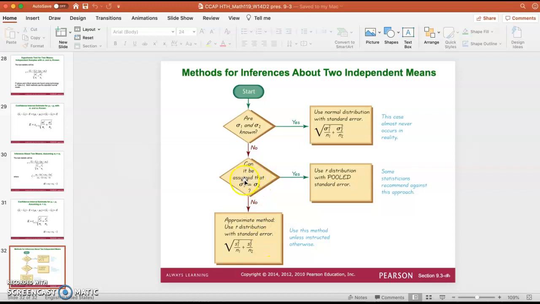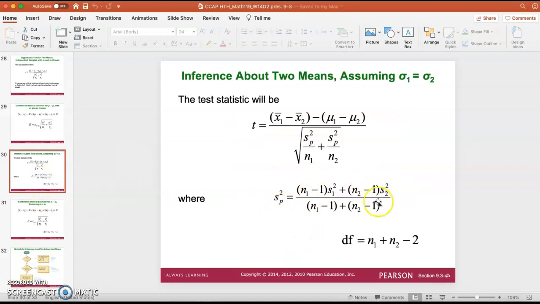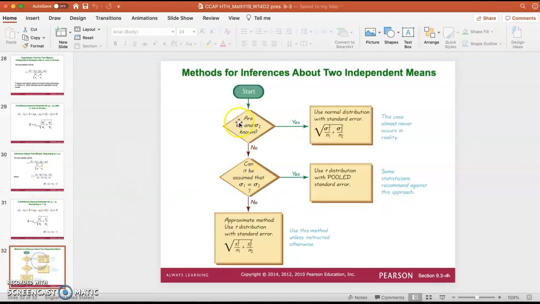Second most common would probably be if we still don't know the population standard deviations, but they're assumed to be equal. That's where we'd use that pooled sample variance, which is that formula there again. Then the next one, which could happen, but is probably least likely, is if the standard deviations are both known. And in that case, then you'd use just that standard error where you're actually using the population variances divided by their sample sizes.